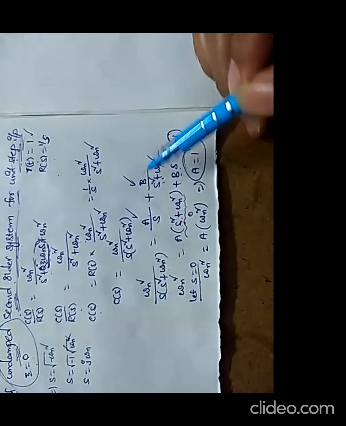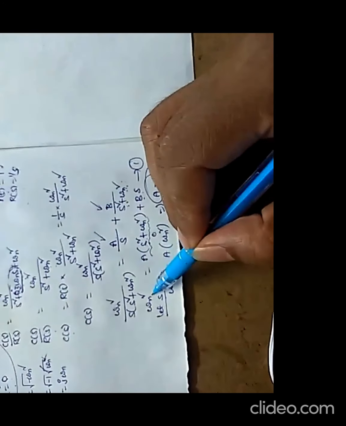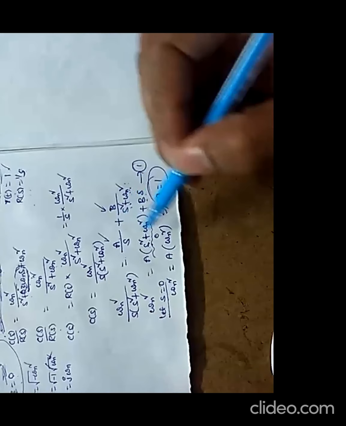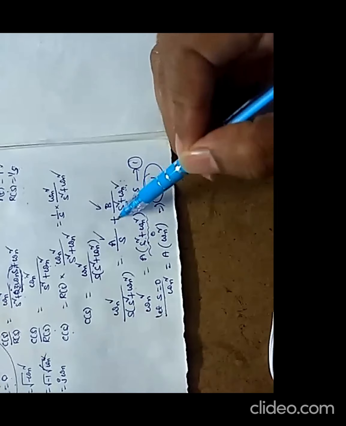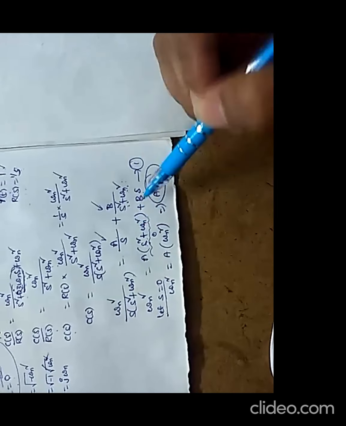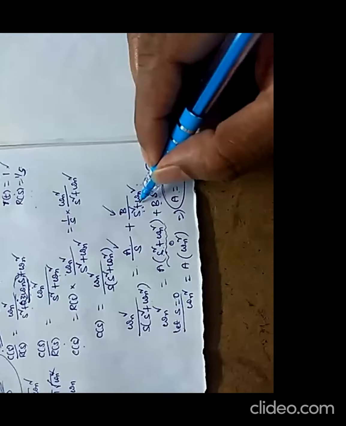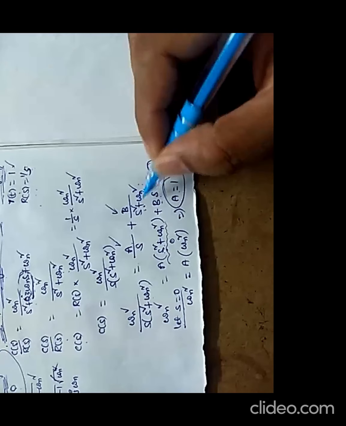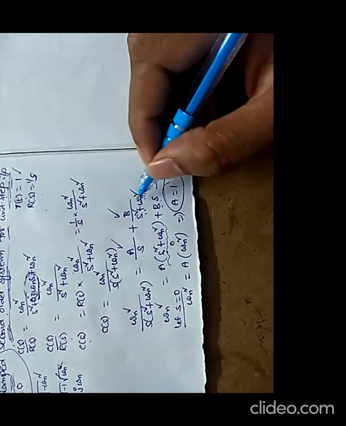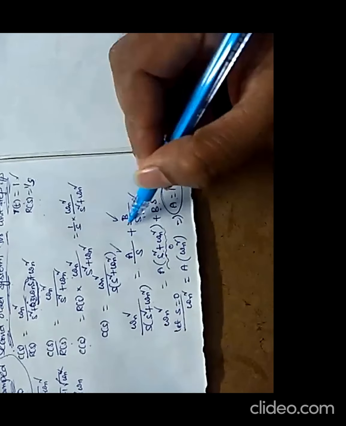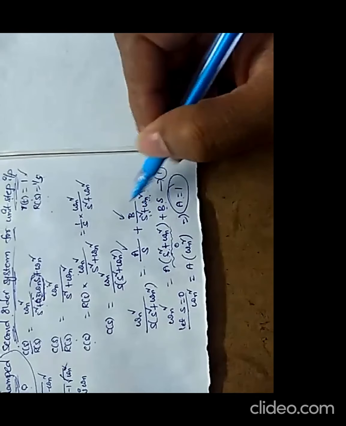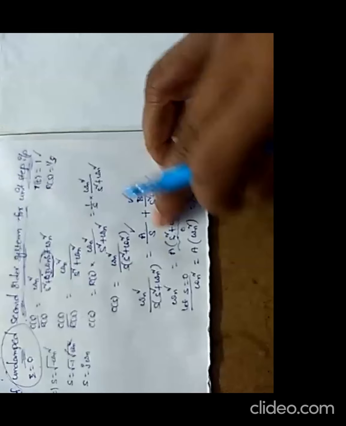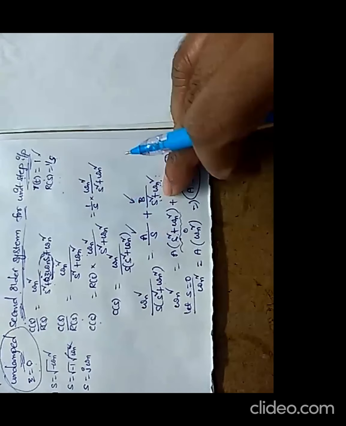Here omega n square, cross multiplying these two, we will get equation number 1. Here A is multiplied with S square plus omega n square and B is multiplied with S. S square plus omega n square can be directly represented by the first form, like simple poles. So it can be represented by simple poles. That's why it is A by S plus B by S square plus omega n square.